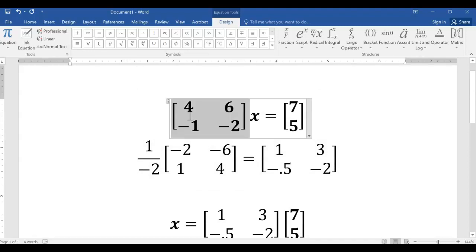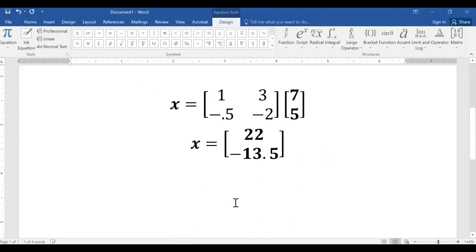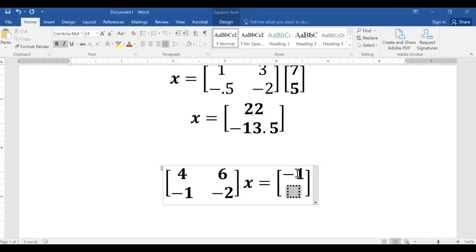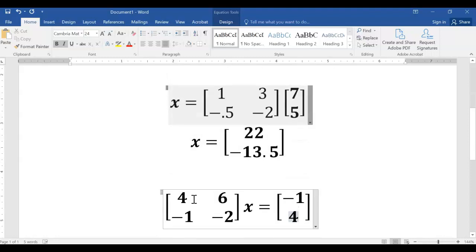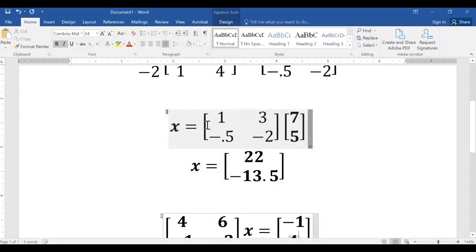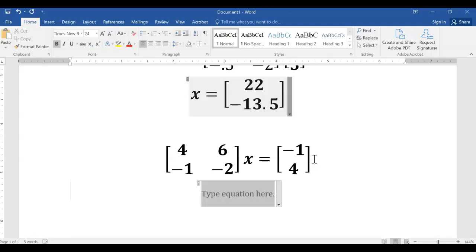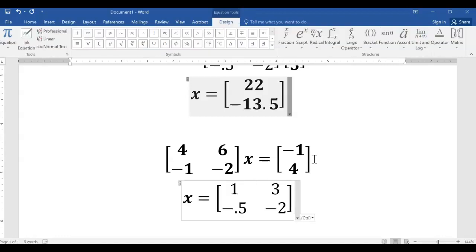Now, the nice part about solving this equation and then going ahead and saying, well, actually, I wanted to solve that other equation. That other equation had an outcome vector of -1, 4. Okay, and now that I've already found the inverse of 4, 6, -1, -2, I found the inverse is this. Now I can say, well, in order to solve that equation, all we're going to do is say, well, x has to be the inverse multiplied now instead of 7, 5, I got to multiply it by -1, 4.